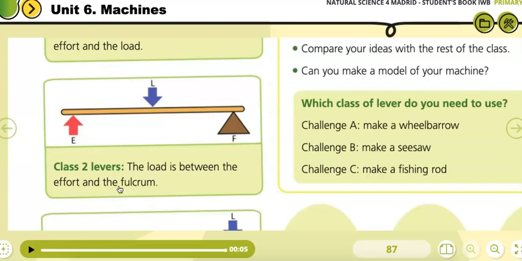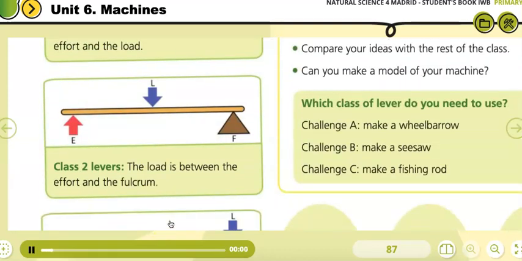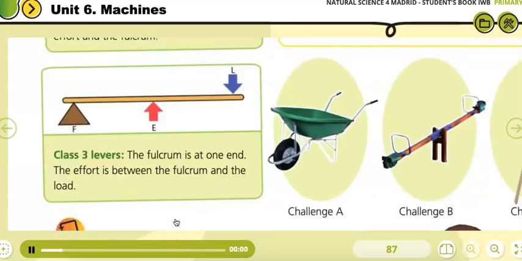Good. As a reminder, what is a class 1 lever? How do we know what it is? The fulcrum is between the effort and the load. Now, what about a class 2? The load is between the effort and the fulcrum. Let's look at the last type, class 3.